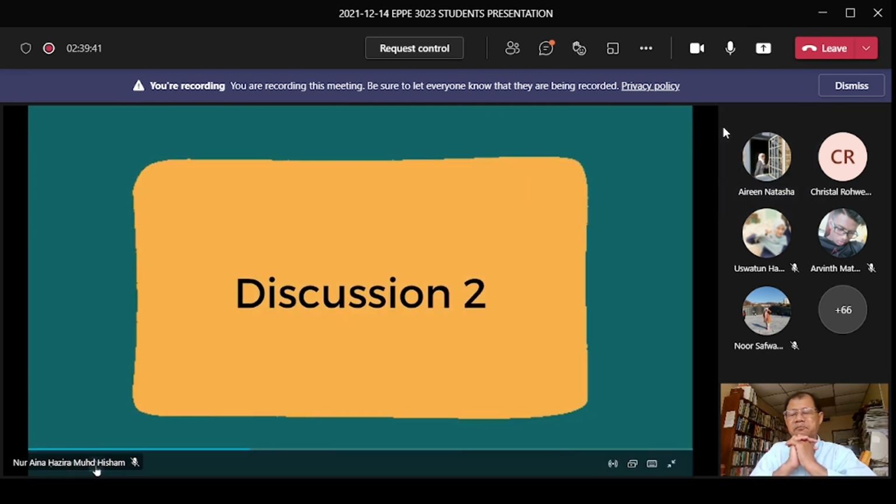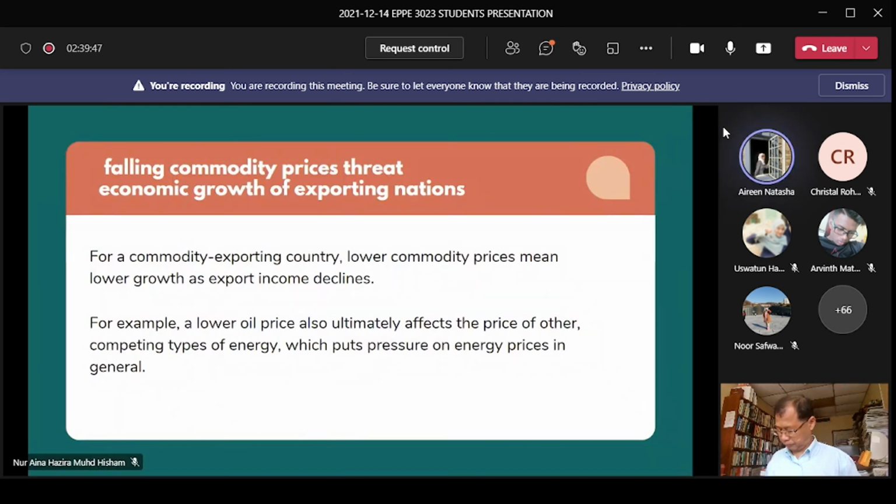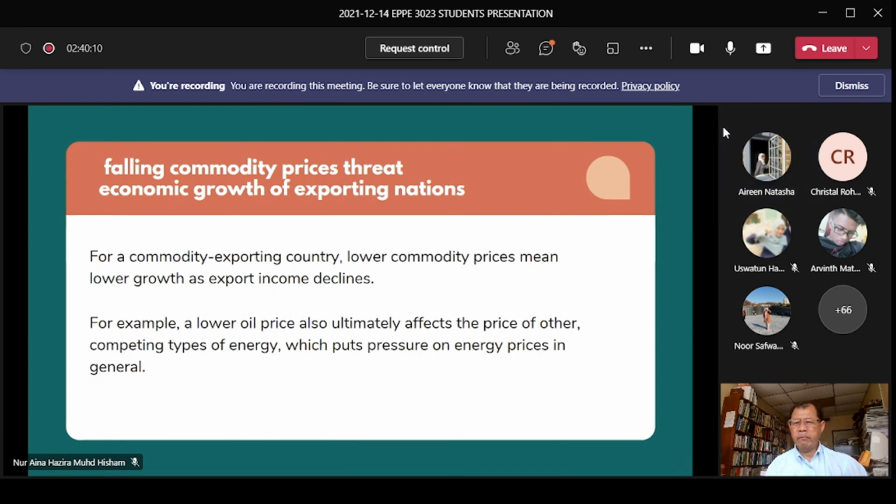Yeah, sure. All right, for discussion 2. Okay, next slide. Falling commodity price threatens economic growth of exporting nations. For a commodity exporting country, lower commodity price means lower growth as export income declines. For example, a lower oil price also ultimately affects the price of other competing types of energy, which puts pressure on energy price in general. Okay, next slide.